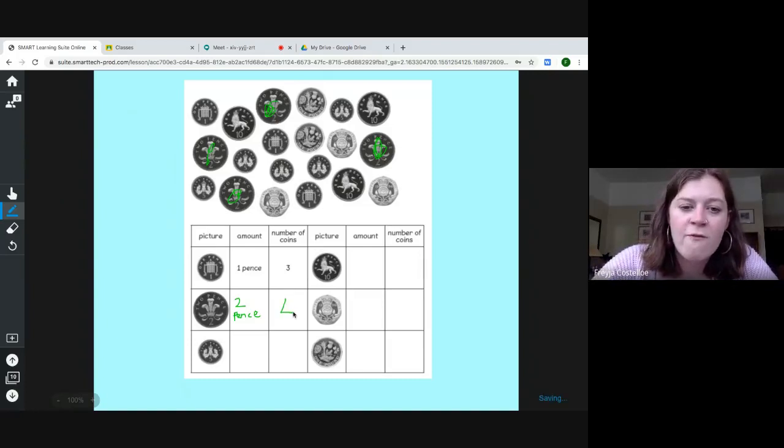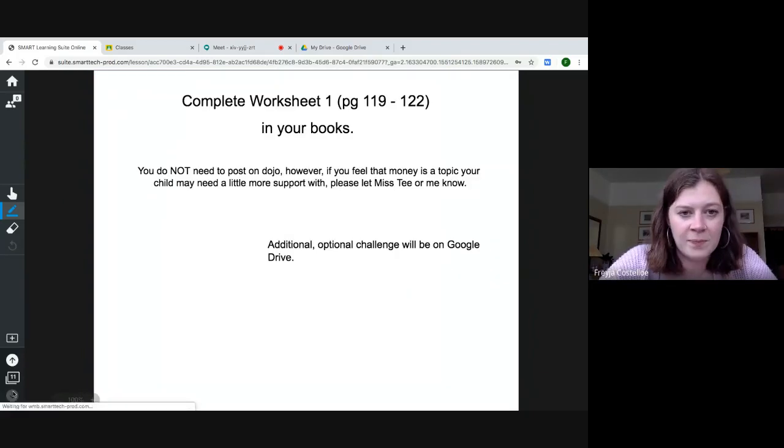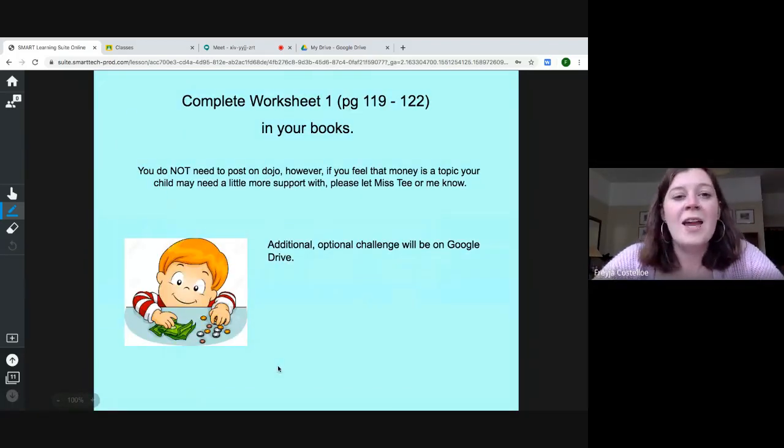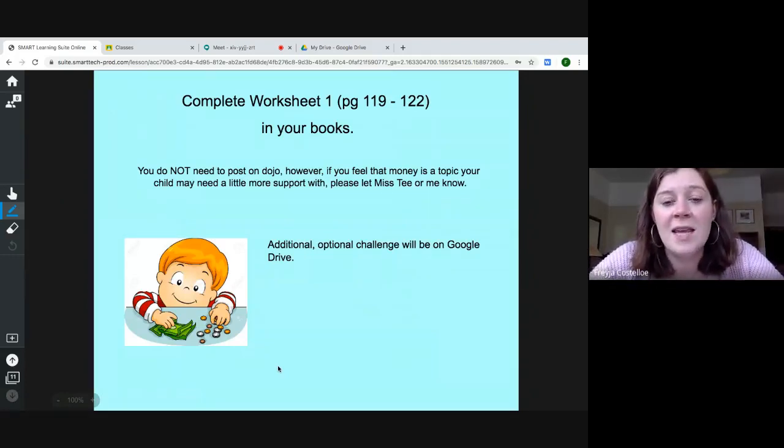So there are 4 2p's altogether, and you have to do that with the rest of the coins on that page in that little table. So today you need to complete the worksheet. That's the first worksheet in the money chapter in your books, pages 119 to 122.